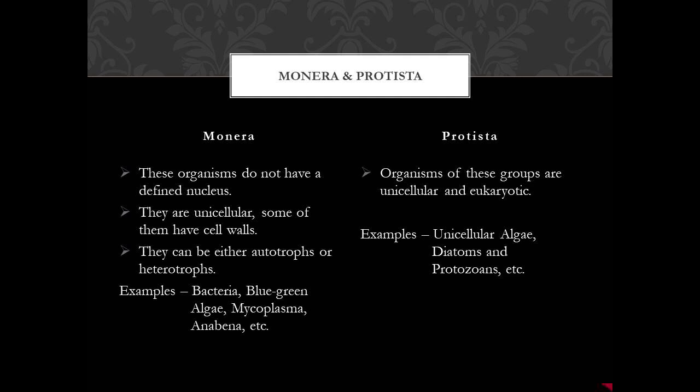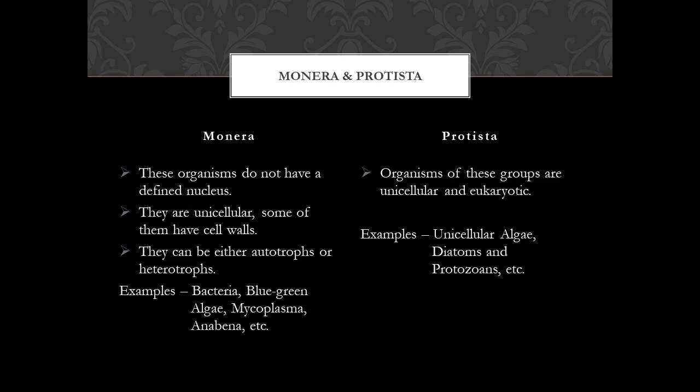Monera. These organisms do not have a defined nucleus. They are unicellular. Some of them have cell walls while some do not. They can be either autotrophs or heterotrophs. This group includes bacteria, blue-green algae, mycoplasma, and amoeba.